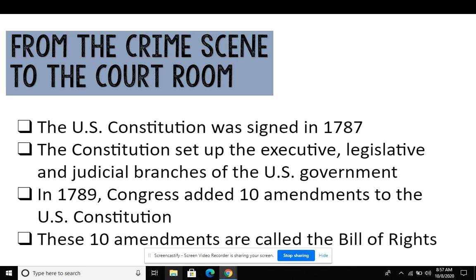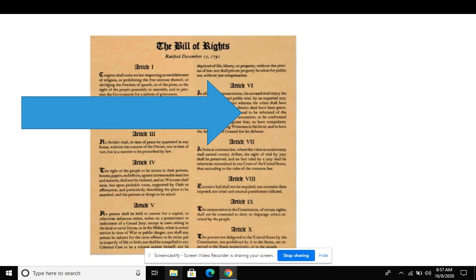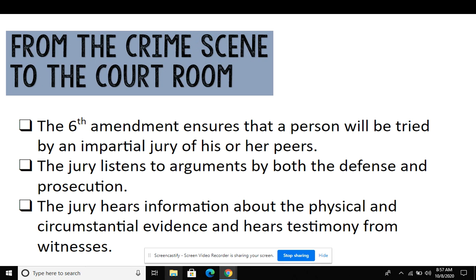So the U.S. Constitution was signed in 1787. It set up the executive, legislative, and judicial branches of the U.S. government. In 1789, Congress added 10 amendments to the U.S. Constitution. These amendments were called the Bill of Rights. So here are the Bill of Rights. I'm specifically going to refer to Article 6 or the Sixth Amendment. It ensures that a person will be tried by an impartial jury of his or her peers.